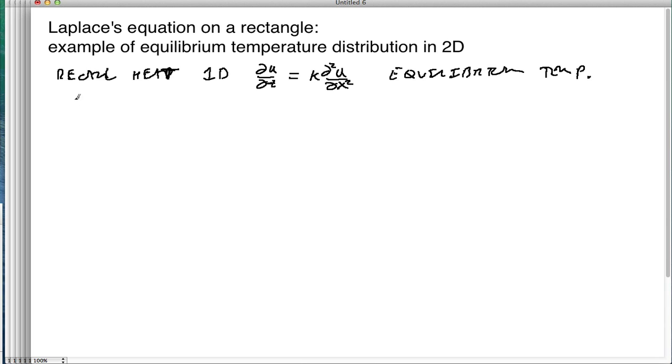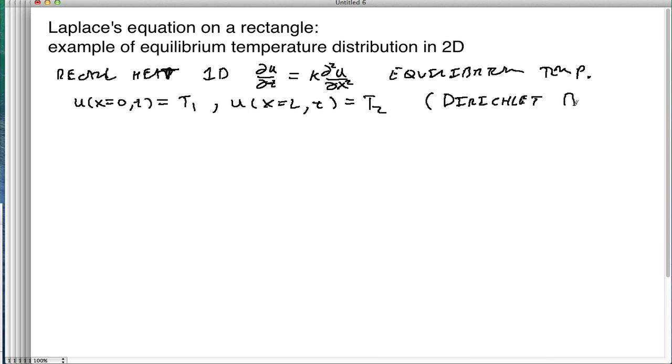So we're going to say that U at x equals 0 is just going to be T1, and U at x equals L, at all times, is going to be T2, right? So this is what we call a Dirichlet boundary condition. We also just call that a fixed temperature boundary condition.